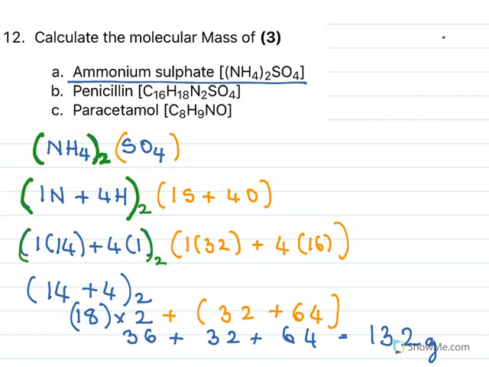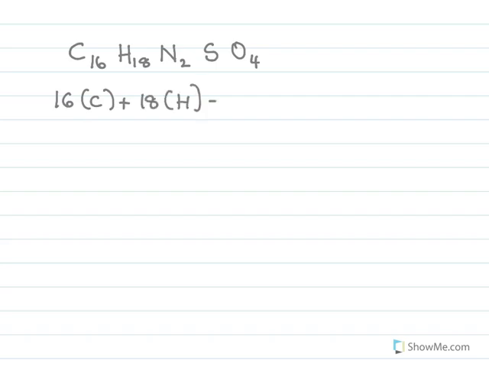Now next we'll go to penicillin. It's a long compound. It is C16H18N2S and O4. So first we have 16 carbons, 18 hydrogens, 2 nitrogens, 1 sulfur, 4 oxygen.